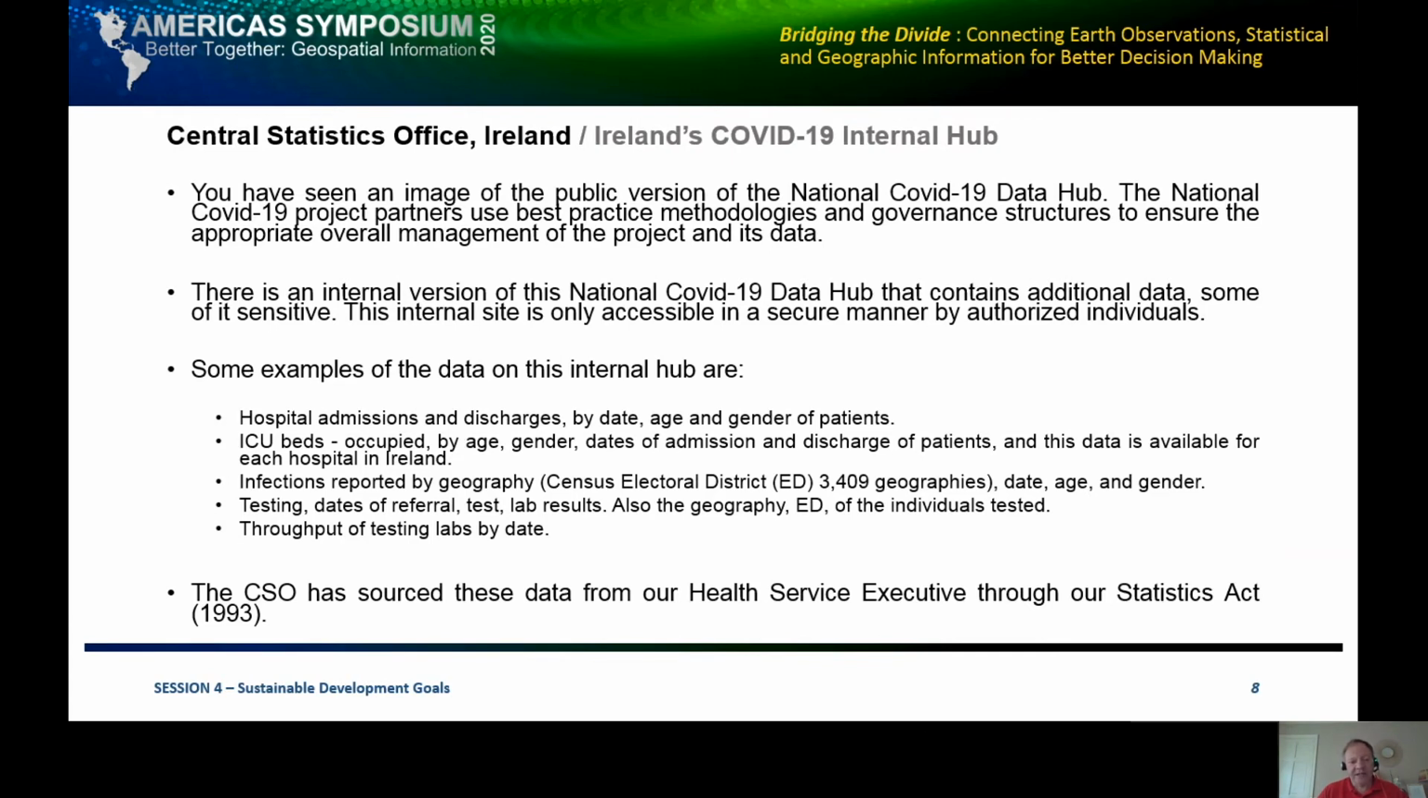Some examples of the data in this internal hub are hospital admissions and discharges by date, age, and gender of patients, ICU beds occupied by age, gender, dates of admission, and discharge of patients, and this data is available for each hospital in Ireland. Infections reported by geography are at Census Electoral Division, or EDs, of which there are 3,409 geographies, and are classified by date, age, and gender.